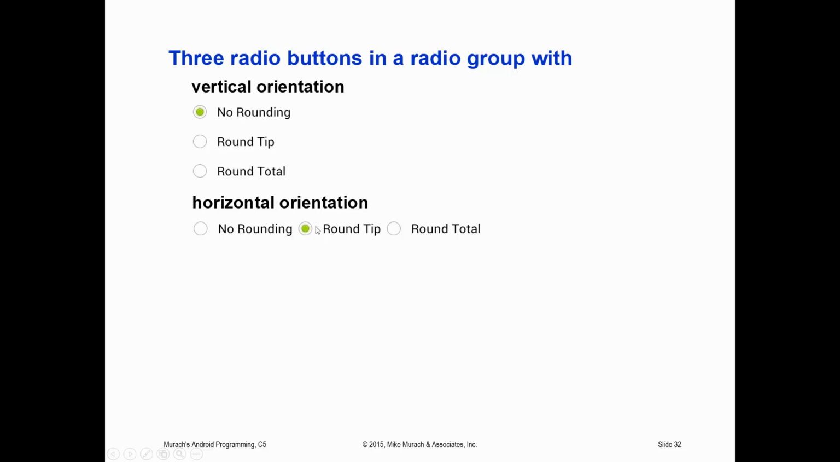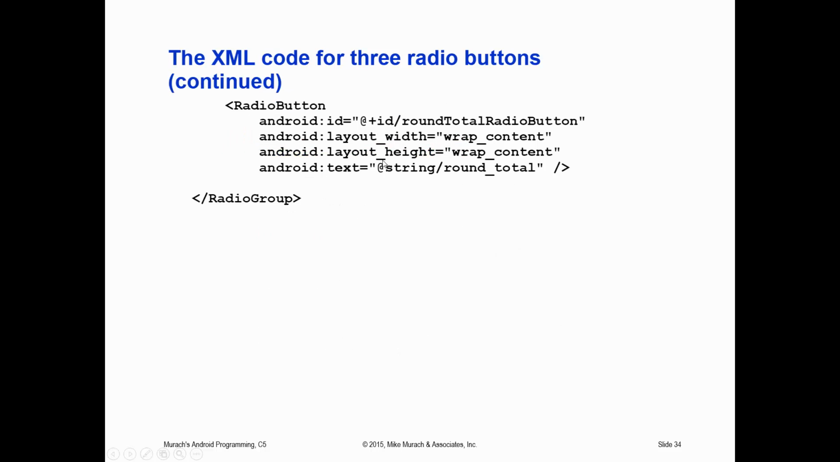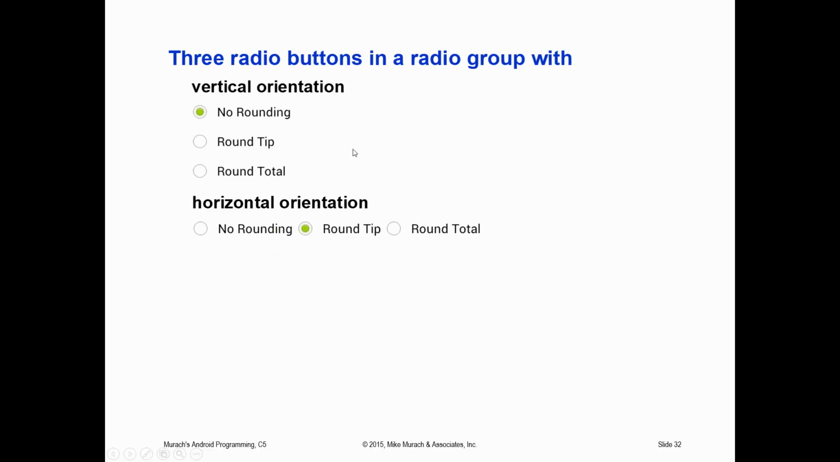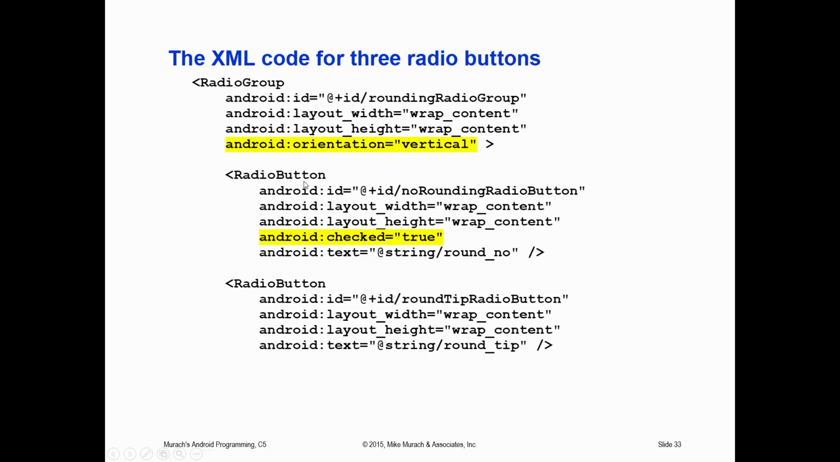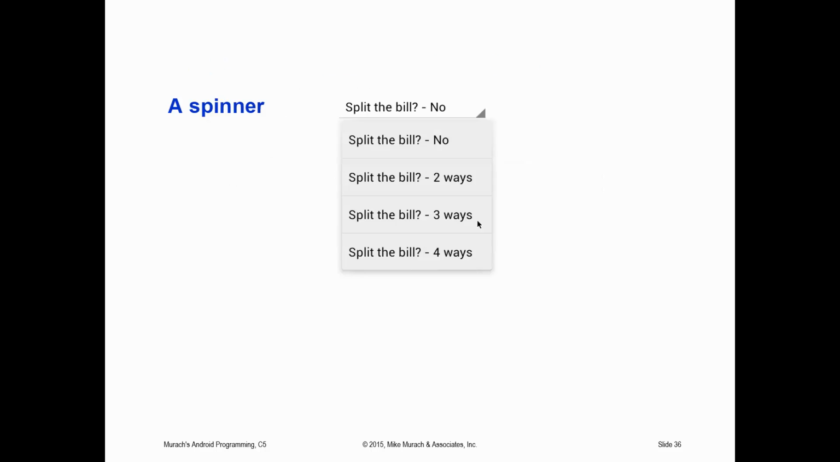If we wanted it to look like this instead, we would change that from Android orientation vertical to Android orientation horizontal. The Java code that you use for this is going to end up being similar. Notice it's setChecked and isChecked, just like we looked at here. So they work very similarly. The main difference is that a radio button lets you select only one option from several options. When you select one radio button option, it automatically deselects all the other ones in the same radio button group.